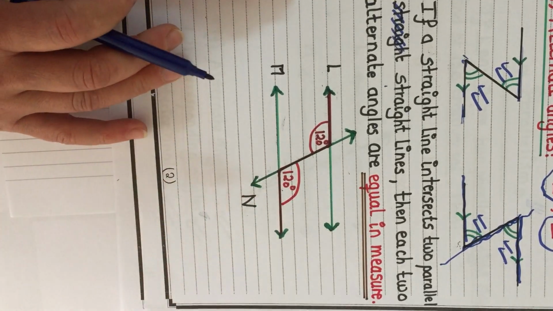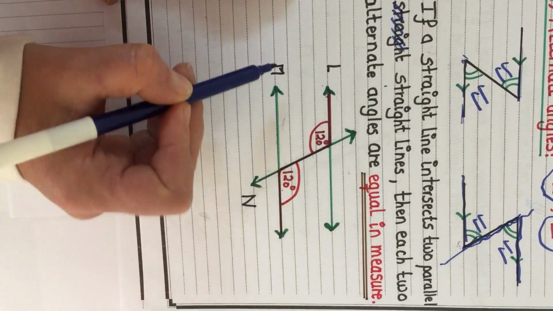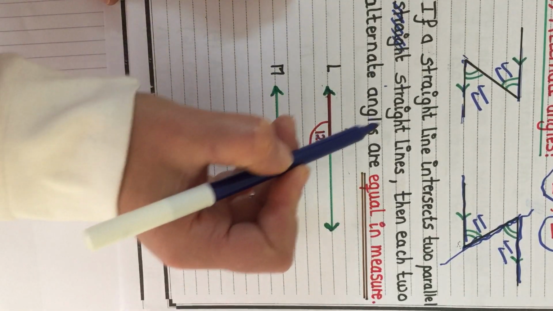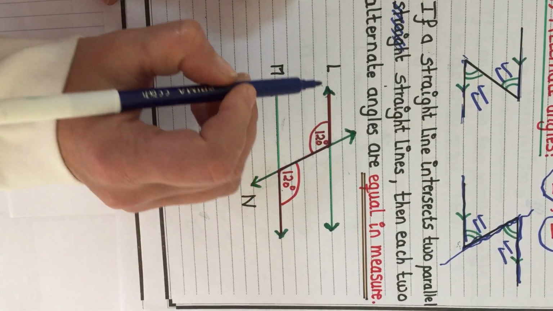Let's take here our example. We have a parallel line which is called L and another parallel line which is called M, okay? And a transversal came here and cut these two parallel lines, okay? Where is the Z here? Let's go and see the Z.